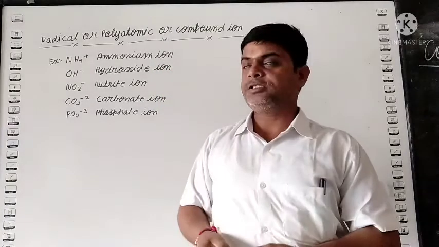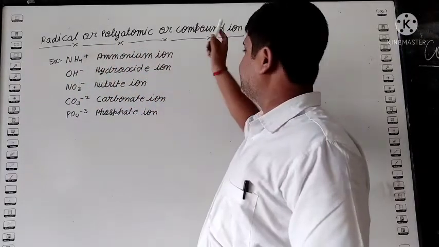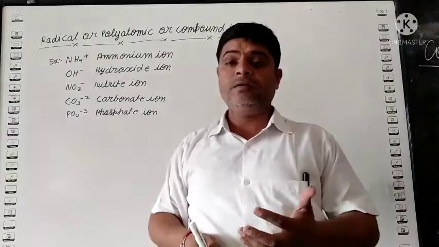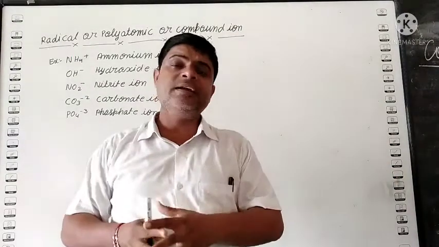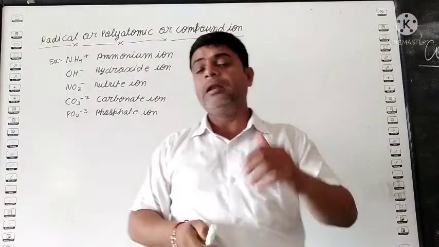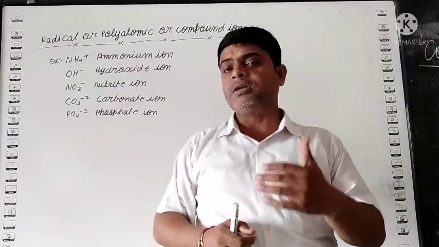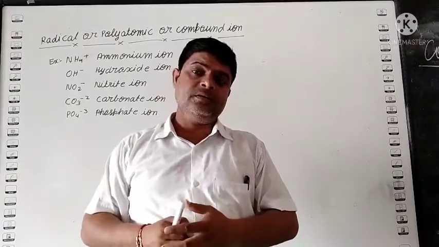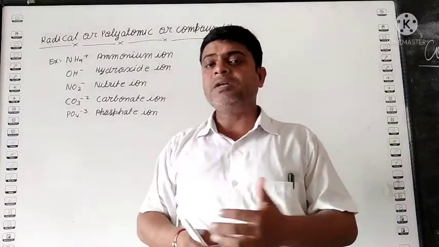Students, now I am going to teach radical, polyatomic, or compound ions. Okay, ion. So students, you know the ion. Any element which contains a positive or negative charge is known as an ion. We have already studied how any element loses or gains electrons. When an element loses an electron, it contains a plus charge, and if it gains an electron, it contains a negative charge.